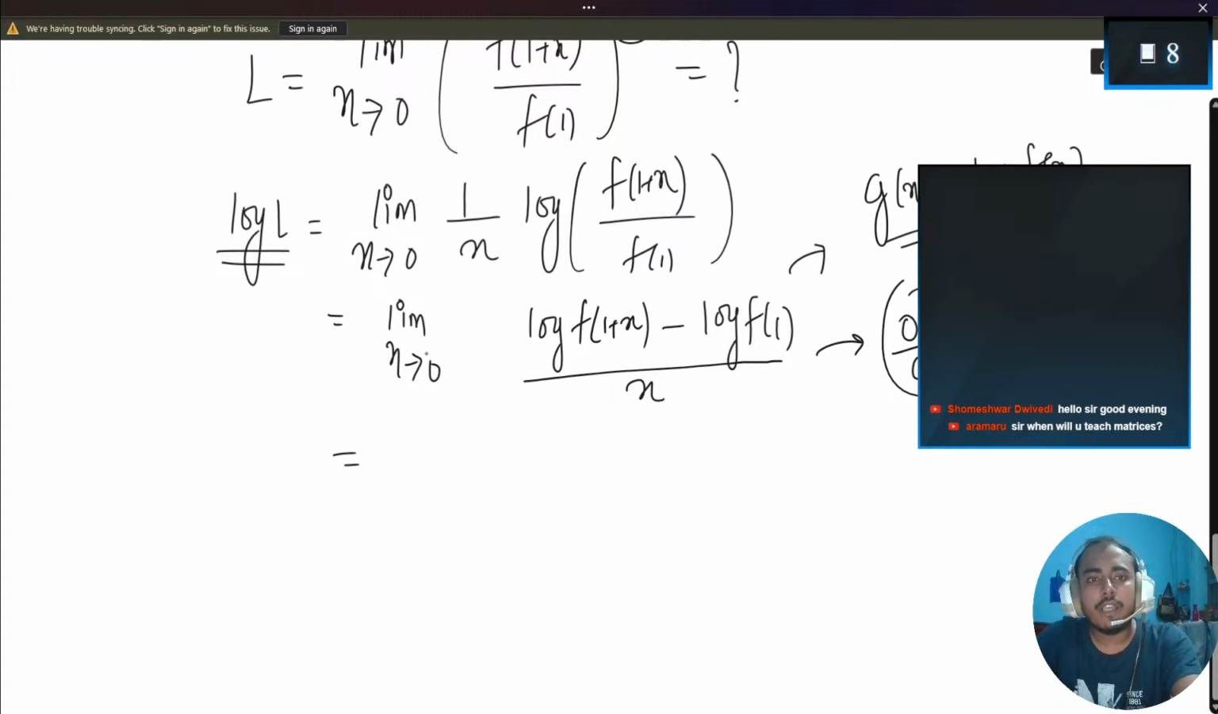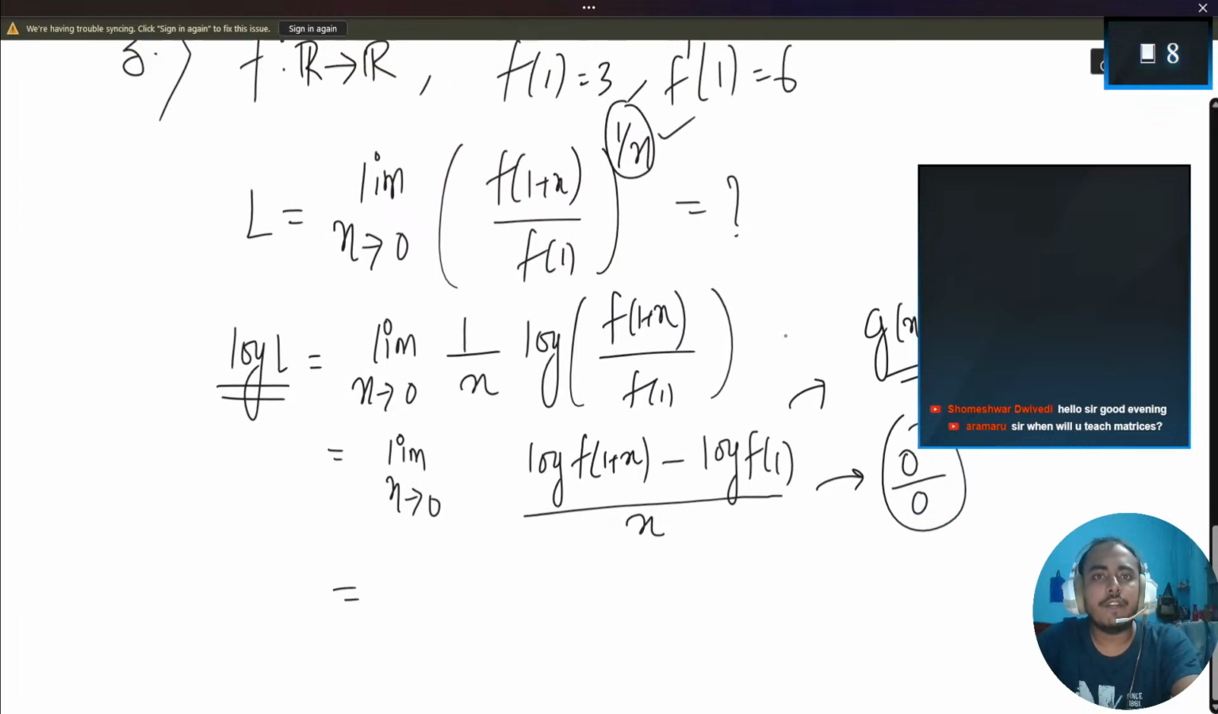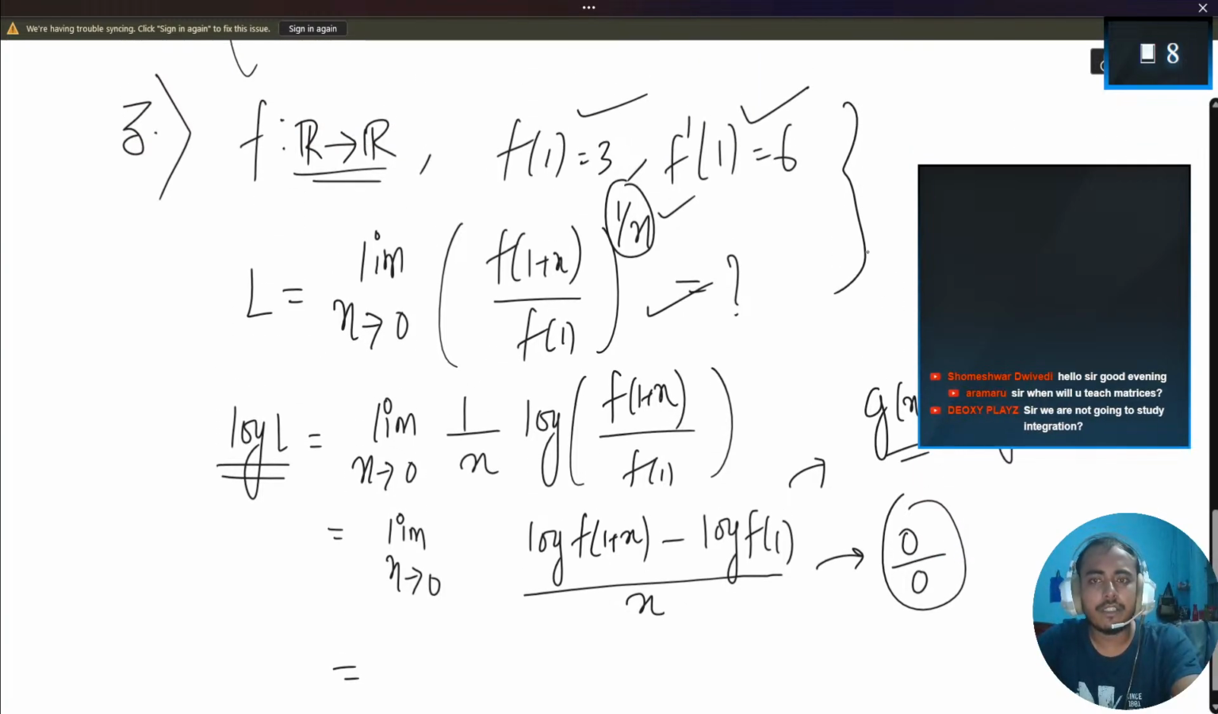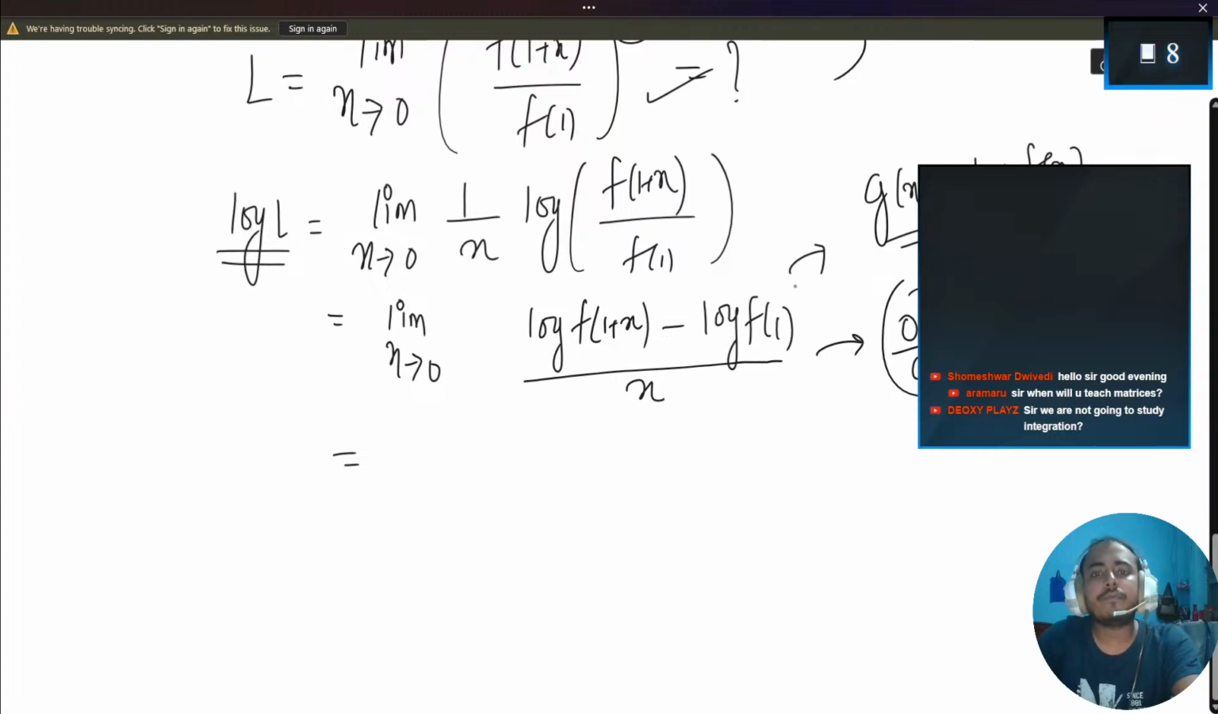Okay, so you have limit x tends to 0, log of f of 1 plus x minus log of f of 1. For anyone new to the stream, this was the question. If f is a function from real to real, and f of 1 is 3, and f dash 1 is 6, then we have to find the value of this limit. This is one of the PYQs that came in JEE Mains. I think this was a JEE Main problem. It doesn't look like a JEE Advanced problem.